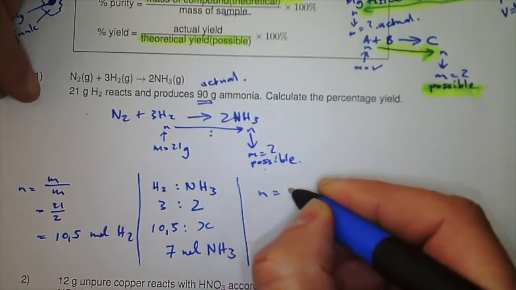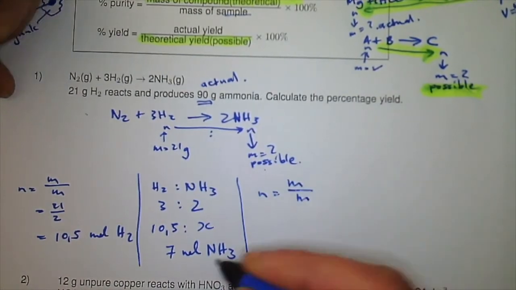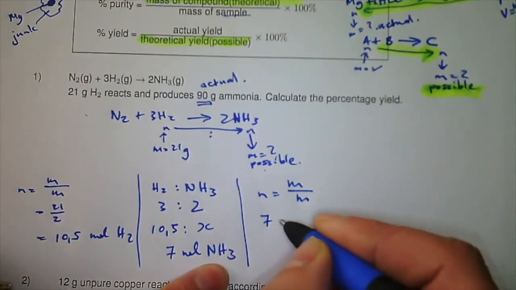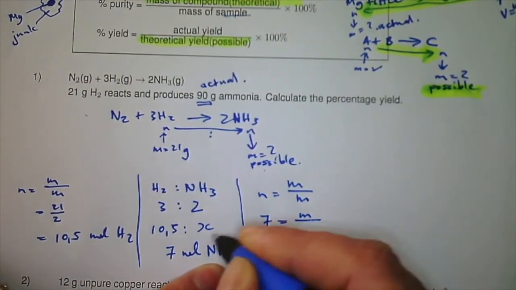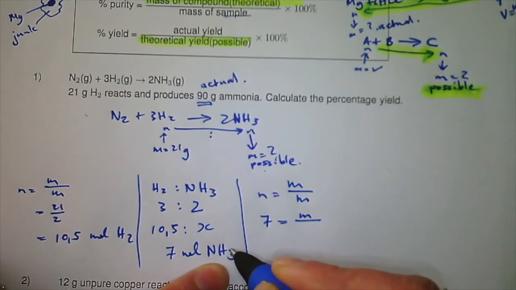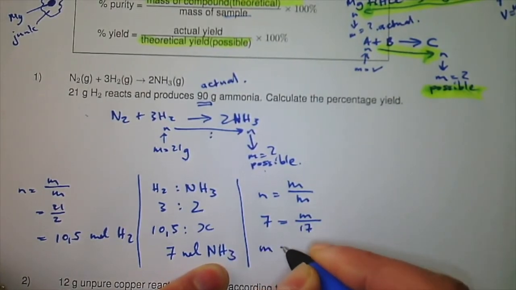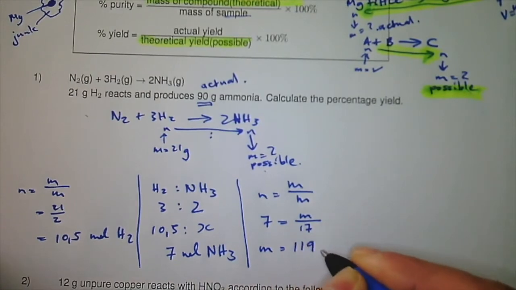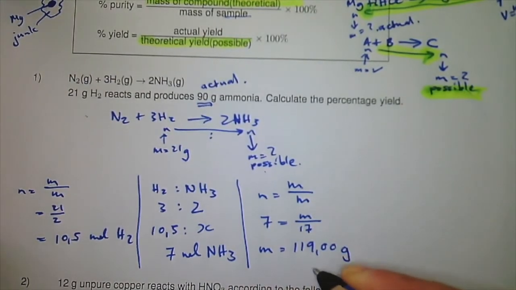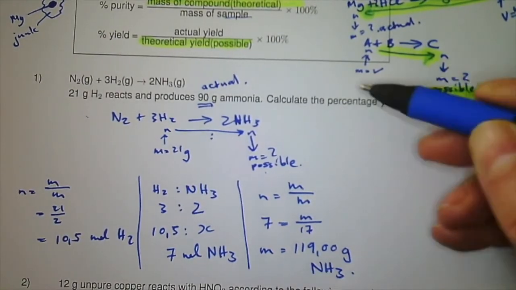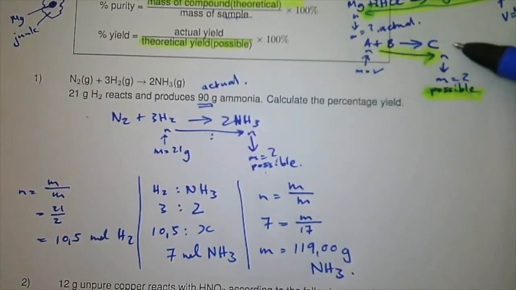But we don't want moles, we want mass. So once again, n equals m over M. The moles now, that 7 is for ammonia, so the molar mass that I need is for ammonia, 14 and 3 giving you 17. And that will give you a mass of 119,00 grams of ammonia. And that was what was possible. I've worked from left to right and I've worked out what is possible.